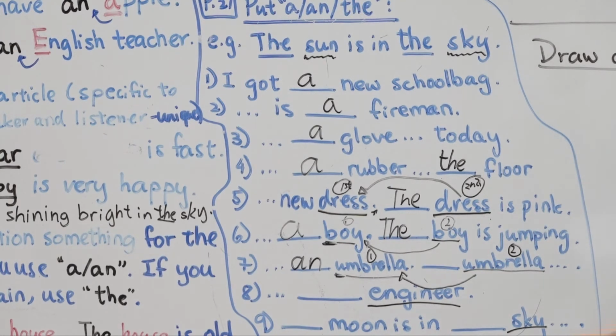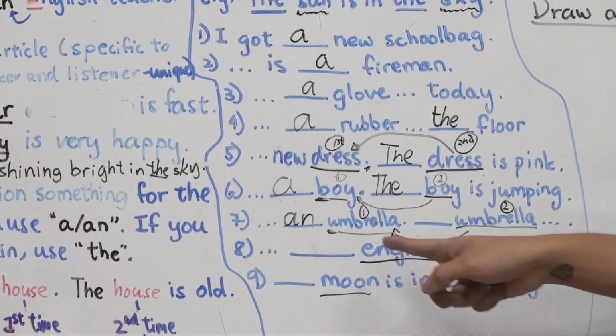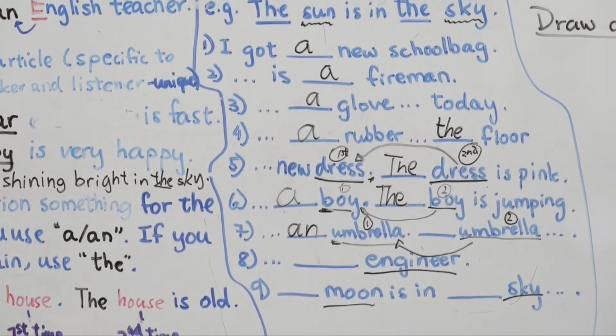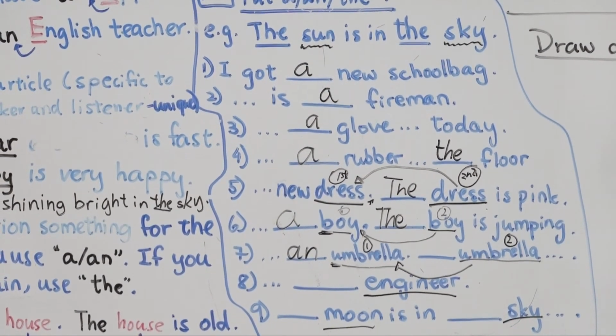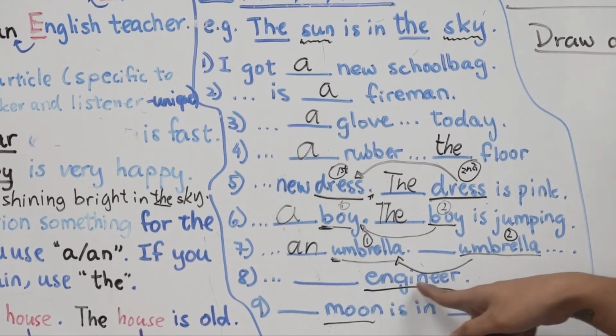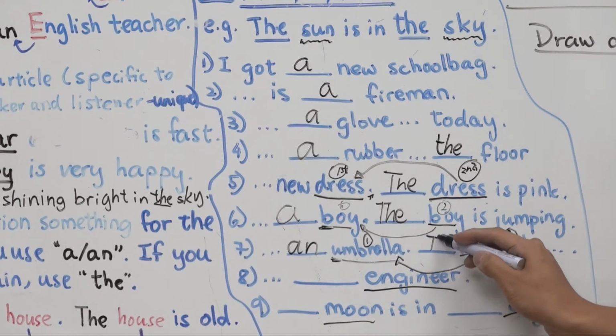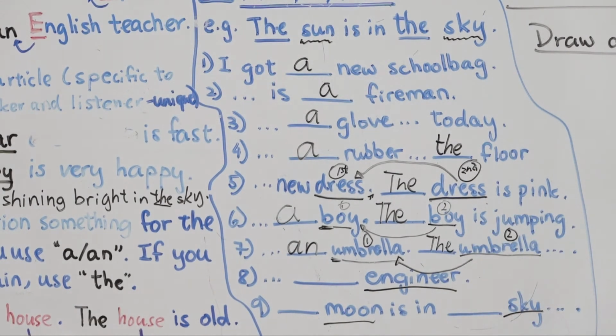I have an umbrella, not a umbrella, and not the umbrella. Not a umbrella because we have U, which is a vowel, and not the because we've only talked about this umbrella once. This is the first time, and also we don't know this umbrella yet. Now in the second sentence, we have umbrella after the line, meaning this here is another mention of the same umbrella we've talked about in the first sentence. So when we've talked about the same thing twice, then it will become the umbrella. So your answer for question number 7 should be, I have an umbrella. The umbrella is very big. Okay?